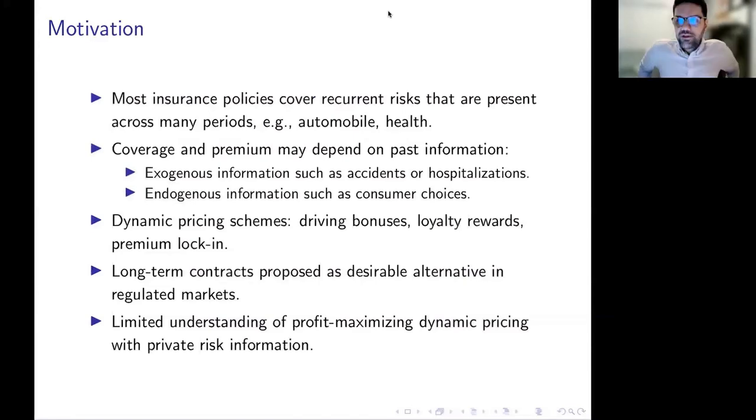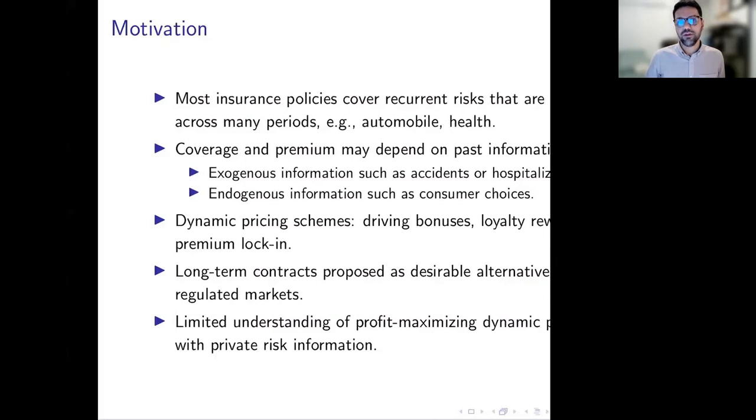So the motivation for these questions is that most insurance markets in practice are going to be dealing with risks that are recurring in nature. So think of auto insurance, health insurance, and pretty much any relevant insurance market.